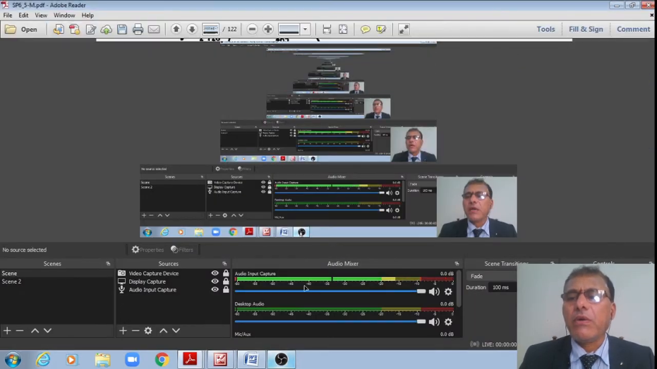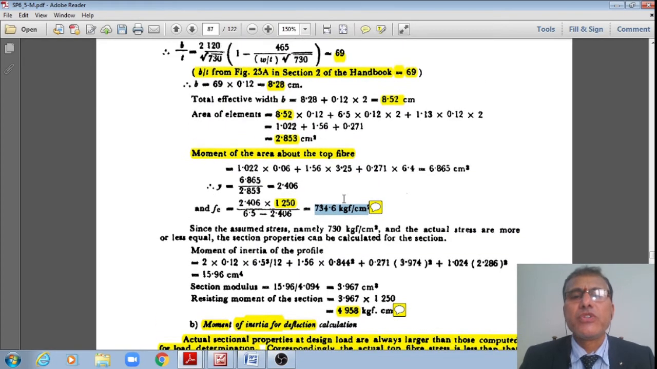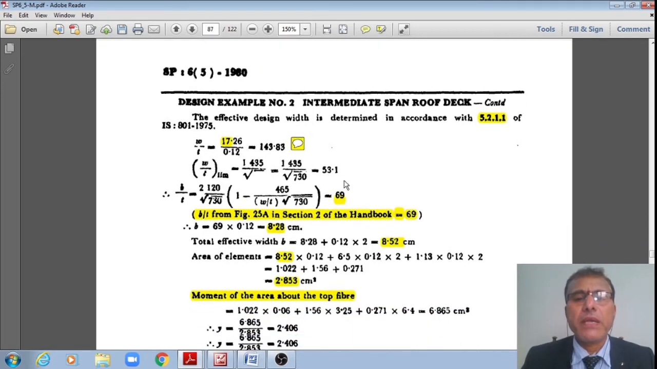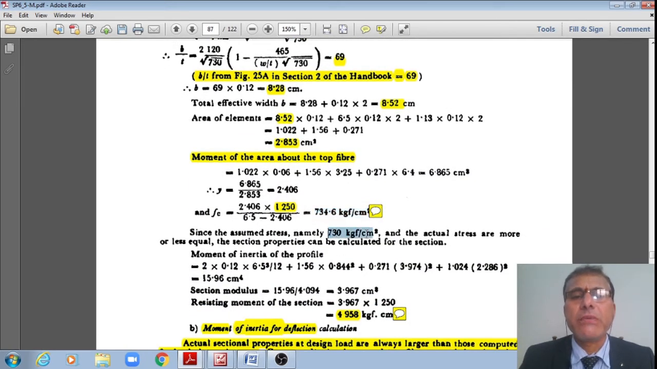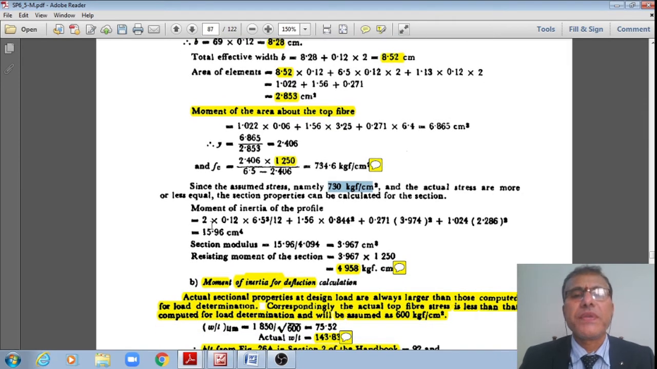Once I see this, let me see, since the assumed stress in the previous first trial is 730, now I'm getting almost the same value here, 734, right? Therefore, the assumed value is approximately the same as what we have obtained from these elaborate calculations. Therefore, the actual stress is more or less the same. Therefore, the sectional properties that you have calculated are true, there is no modification, and no second trial of calculation is needed. Therefore, now I'll calculate the moment of inertia of this profile, right?